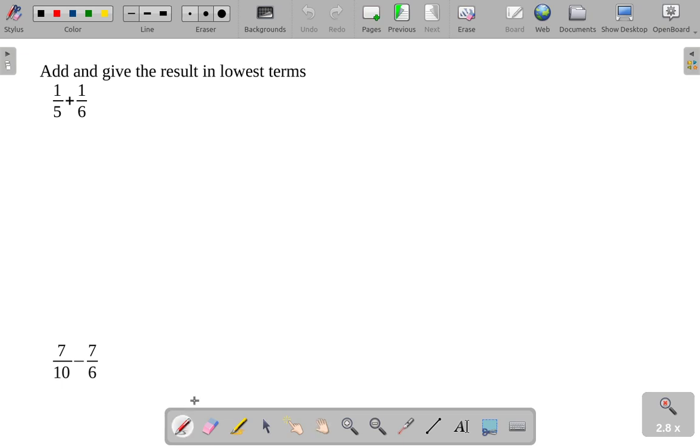Alright, we're starting to get into a little bit trickier stuff here. Now we're going to be adding fractions that don't already have matching denominators. So we need to kind of put a couple of concepts together. First off, we need to make it so they have the same denominator.